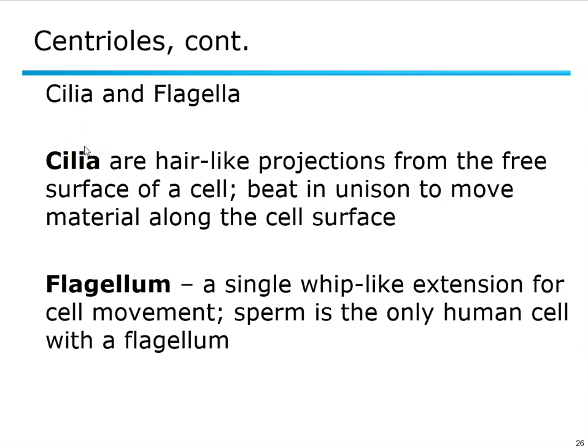Cilia are hair-like projections, and they are especially in the respiratory system, and they are always moving dust particles and mucus, and that's the reason smokers are coughing, because we're paralyzing the cilia because of the smoking habit. Another organelle for movement is the flagellum, which is a single whip-like extension for cell movement, and the only cell that we have in our body with a flagella is the sperm. It's the only cell in a human body with a flagella.